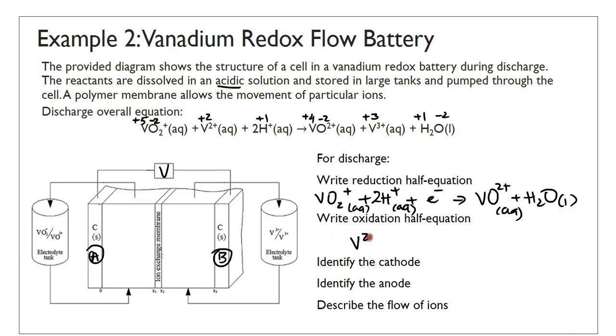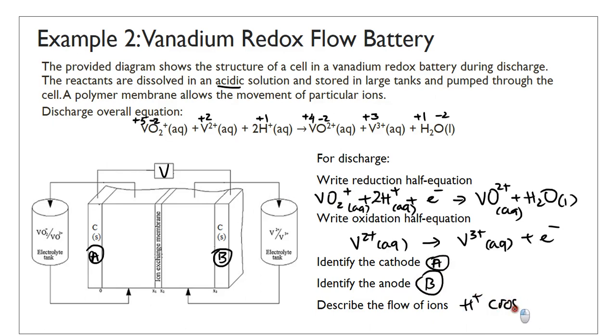Oh, look at this. Oh my god, I haven't seen this in a long time. You've been missed, easy equations that only require electrons to be added. Do you really think I will give you this in the exam? Okay, cathode. So the cathode is A because that's connected to the VO2 plus. So cathode's A, anode's B. Flow of electrons, H plus crosses the membrane to go to A.